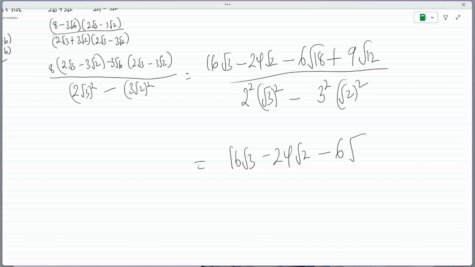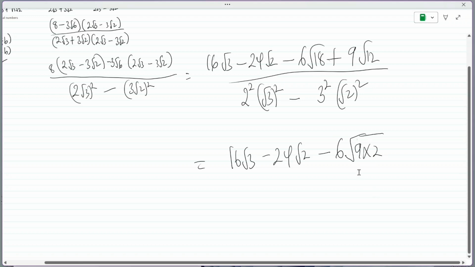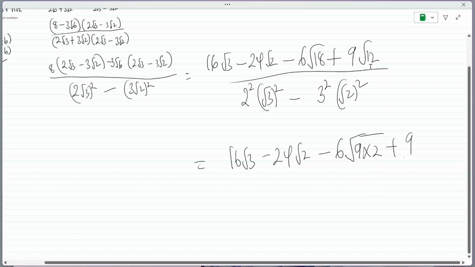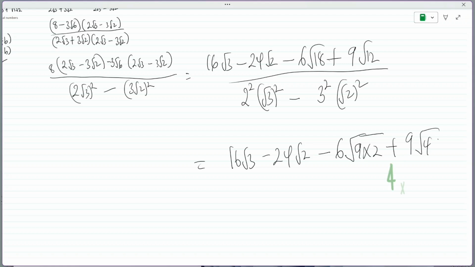Then you have 6 times 9 times 2. That's 9 times 2 is 18. So you have a perfect square, which is 9 there, plus 9. In this 12, we also have a perfect square greater than 1 in it, which is 4. Then you have 4 times 3 over 2 squared.